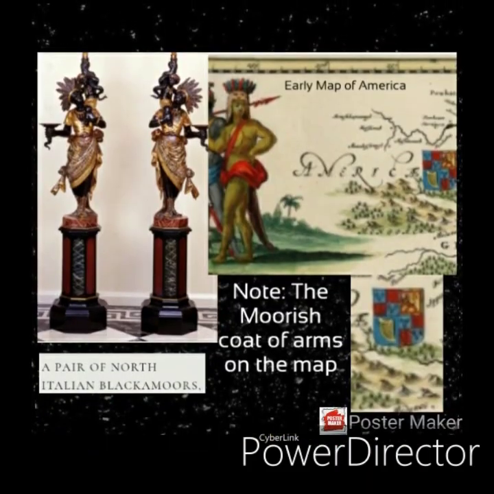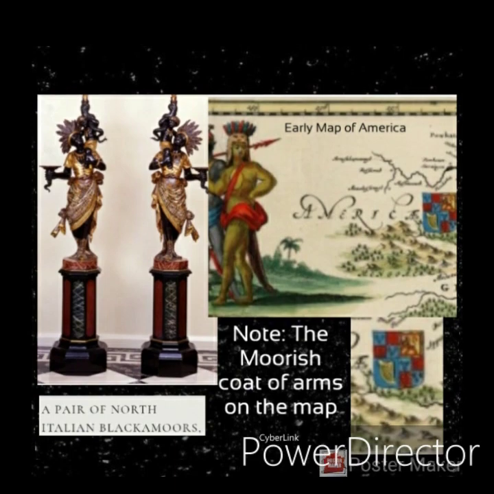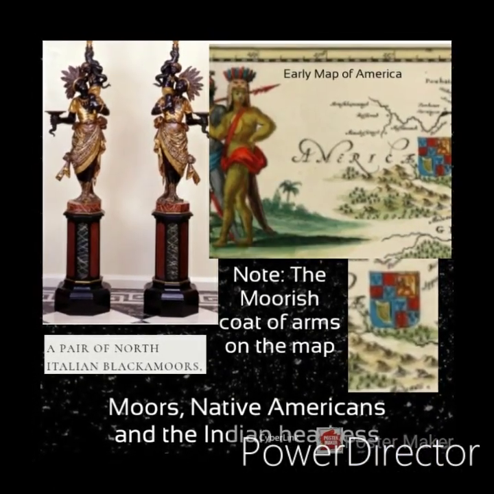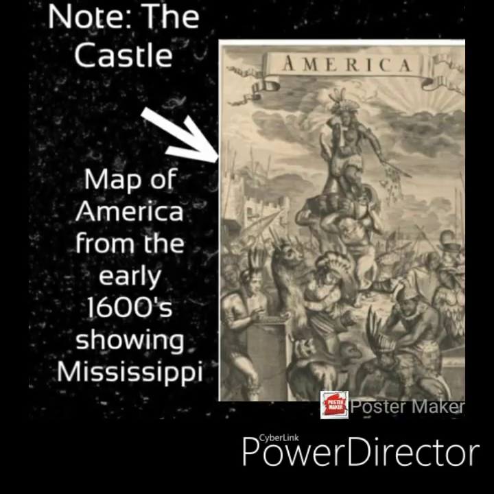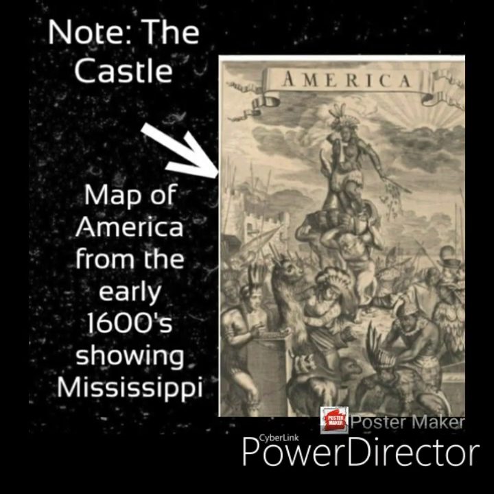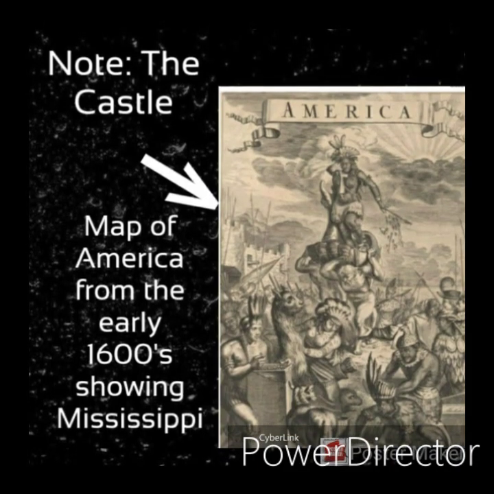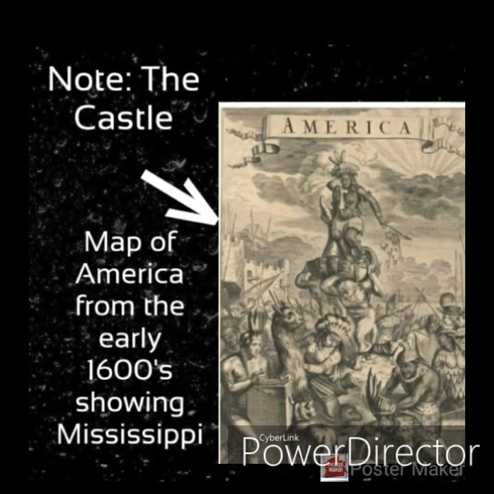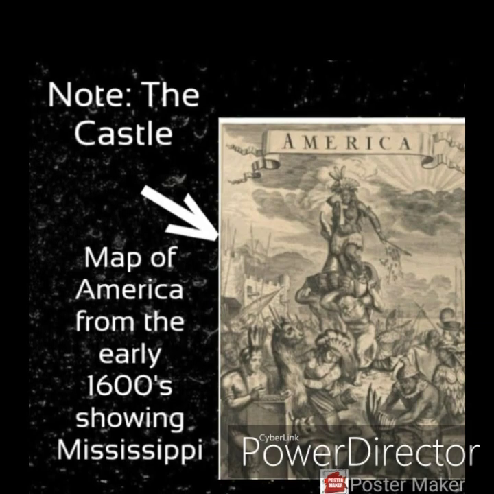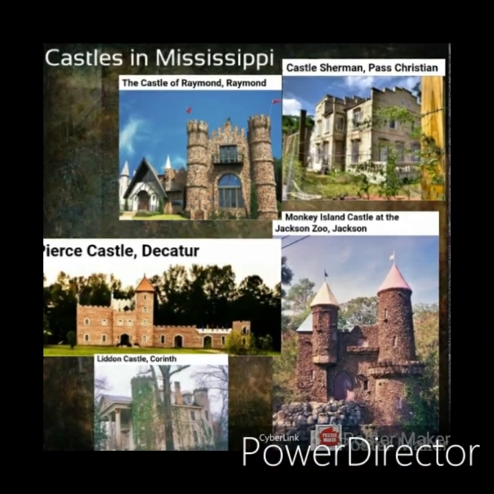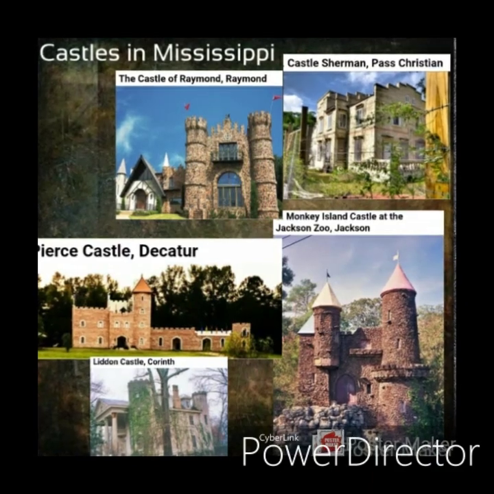And I've shown you guys this, one of the first maps of America showing the Indians, and you can see that it has a coat of arms that belonged to the Moors. So another map that I showed you guys before is this map of Mississippi from the 1600s. And it's important because it shows a castle in the left-hand corner, meaning that there were castles in America when white people arrived. And these are just a few of the many old castles that can be found in Mississippi.